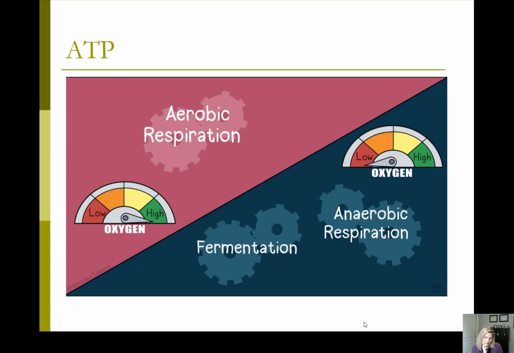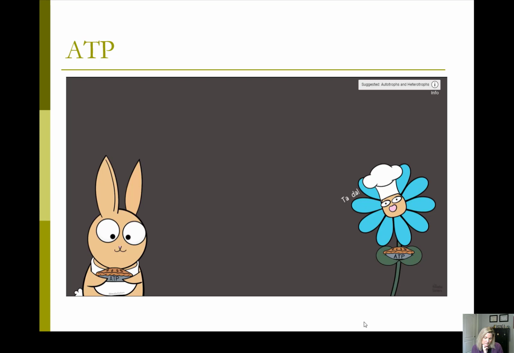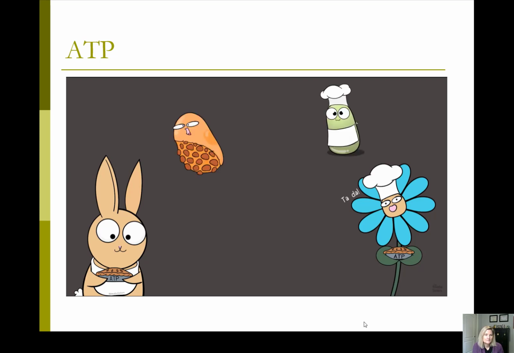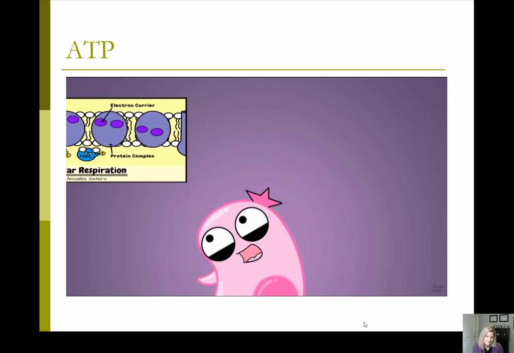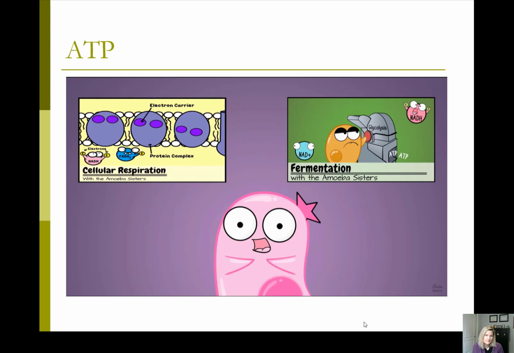During cellular respiration, plants break down the glucose they made from photosynthesis to make ATP. During cellular respiration, animals break down the glucose they consumed to make ATP. And it's not just plants and animals. Bacteria, fungi, protists, and archaea, they all need to make ATP. We have a video on cellular respiration and another one on fermentation that can be helpful to understand the process.